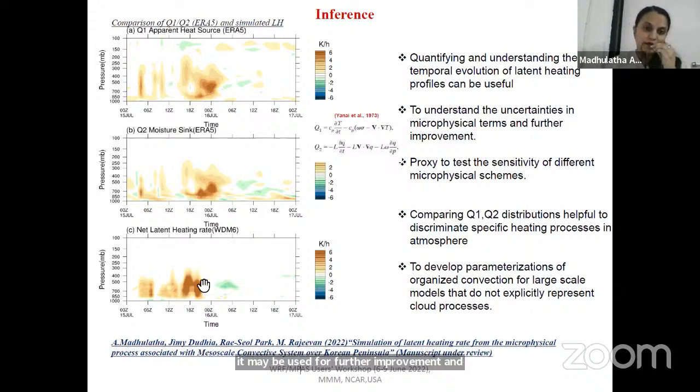And also simulating these latent heating profiles can help to test the sensitivity. Now here I am showing the double moment scheme, and you can see the single moment scheme, and which process is acting better and which process has contributed to the vertical distribution of the cloud. It can act as a very helpful proxy to test the sensitivity of different schemes and for further improvement of the scheme. And by comparing with Q1 and Q2, we can differentiate specific heating processes in the atmosphere, and this can be useful to develop parameterization of organized convection. So by simulating this latent heating and assessing the bias, it can be useful to further improve the microphysics as well as cumulus physics schemes.